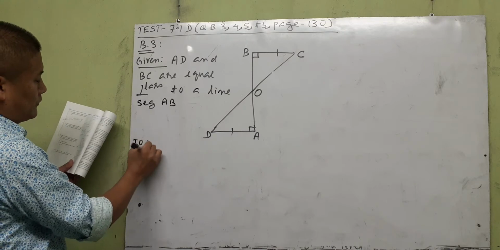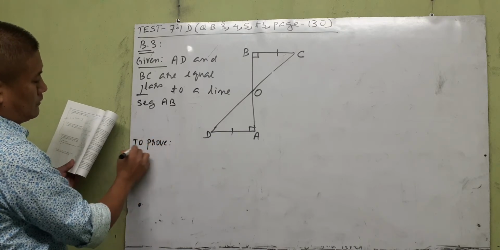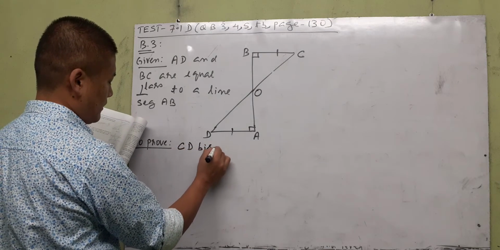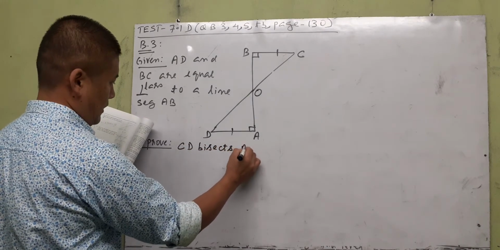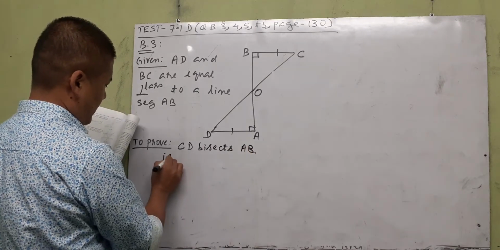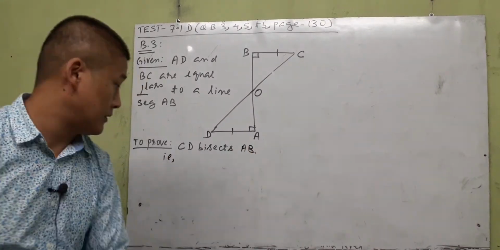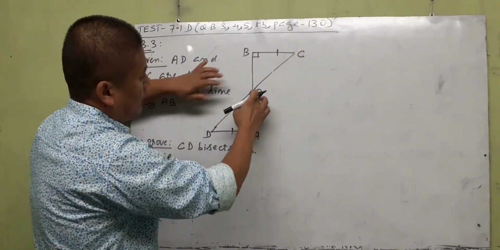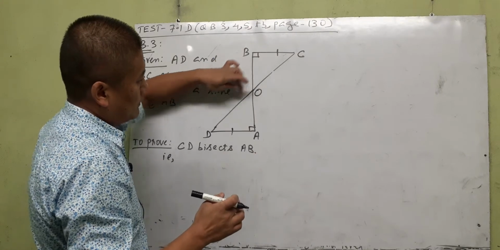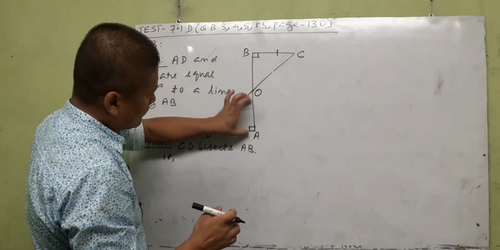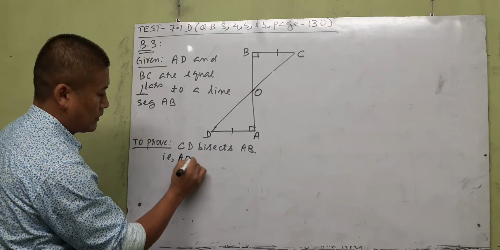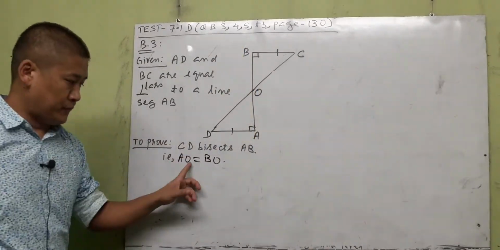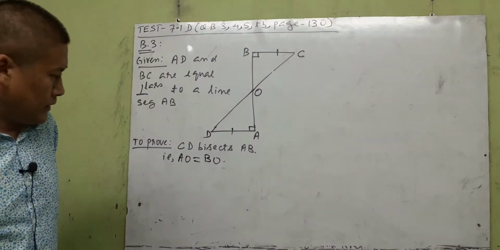So we have to prove. Show means to prove only. CD bisects AB. So let us try to reassess this into a simpler form. CD is this line. CD bisects AB means the word bisect means CD will divide AB into 2 equal parts. That means prove that AO equal to BO in simpler meaning. So if you can prove this, that means CD bisects AB, in other words.